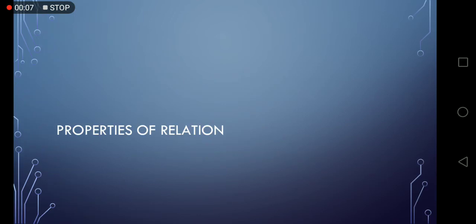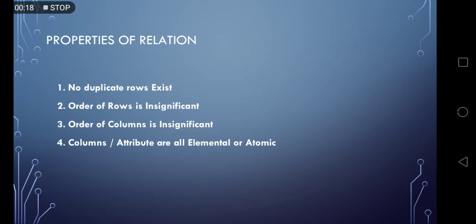Our today's topic is properties of relation. As you already know, in database management system, a table is also called a relation. Today we will discuss properties of relation in detail. There are four main properties of a relation or a table in database management system.